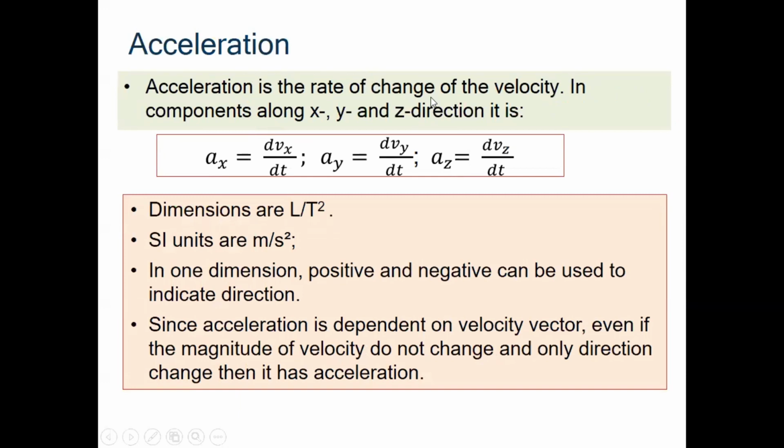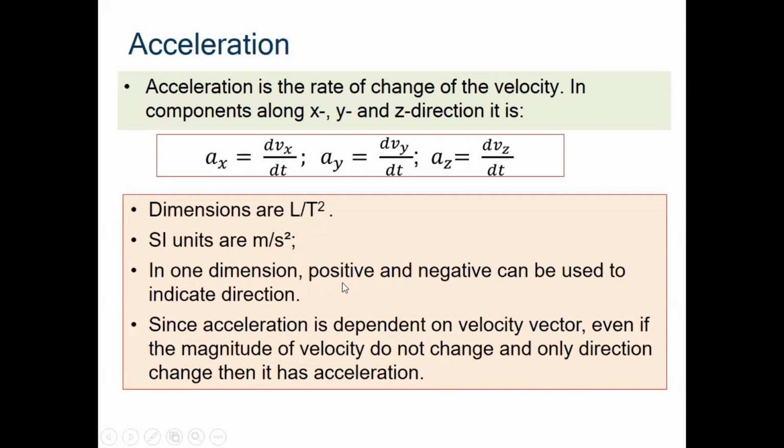Acceleration is the rate of change of velocity, and in component form, this has three possible components for three-dimensional space. a_x is dv_x over dt, the acceleration along the x-axis. Acceleration along the y-axis is dv_y divided by dt, and the z component is dv_z divided by dt. The dimension of acceleration is length divided by time squared. The standard international unit is meters per second squared.